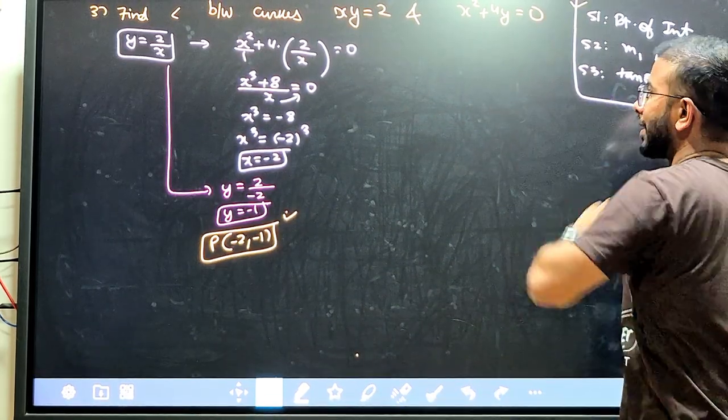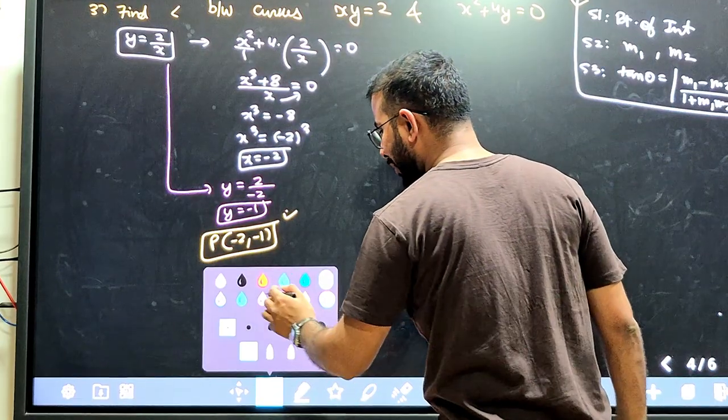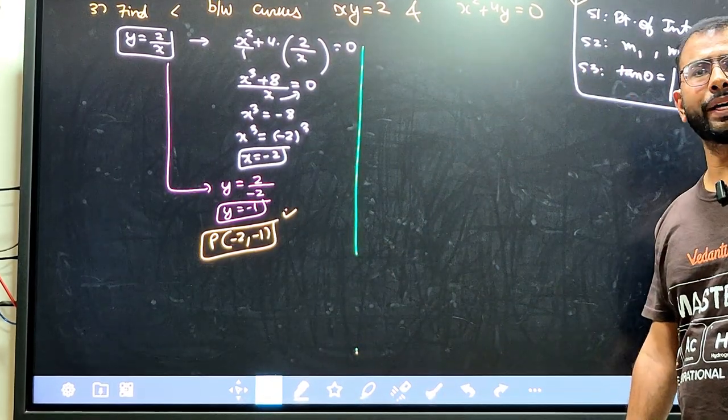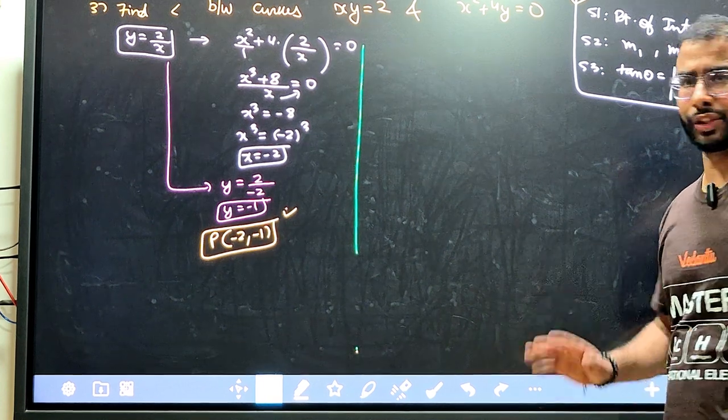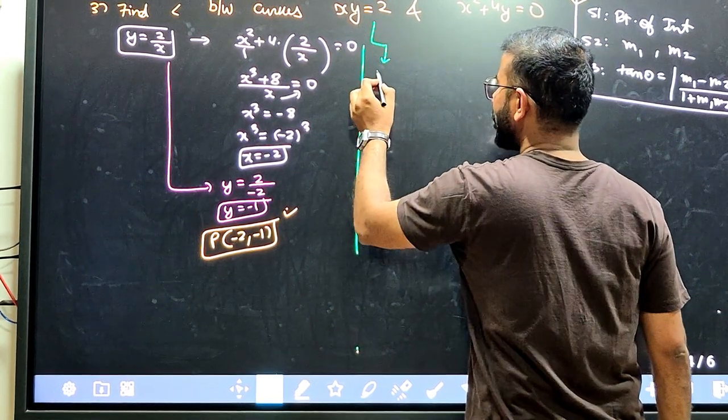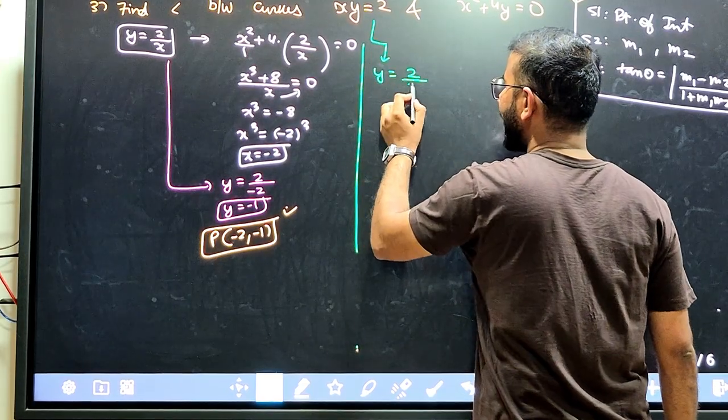Now let's calculate step 2. How to calculate step 2, guys? We have to find out m1 and m2. How to find m1? Differentiate the first function. Okay, it's not that difficult, let's solve it. m1. Let's differentiate. Y is equal to 2 by x.